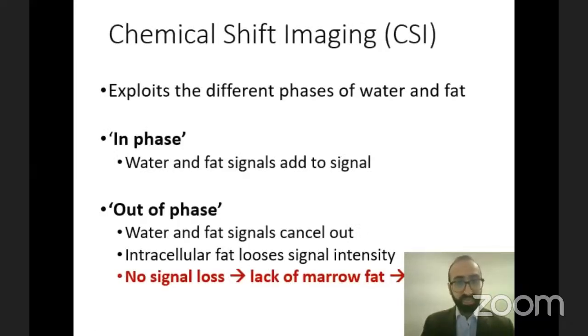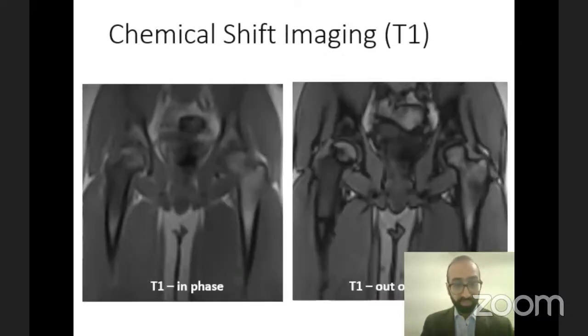So chemical shift imaging exploits the different phases between water and fat. And it consists of doing an in phase and out of phase. And at the minute I'm talking about T1 weighted chemical shift imaging, but you can do T2 weighted chemical shift imaging as well. So in the in phase, both water and fat add to the signal in the image. In the out of phase, water and fat signal are not in phase together, and so the fat signal is cancelled out, and the intracellular fat loses signal intensity.